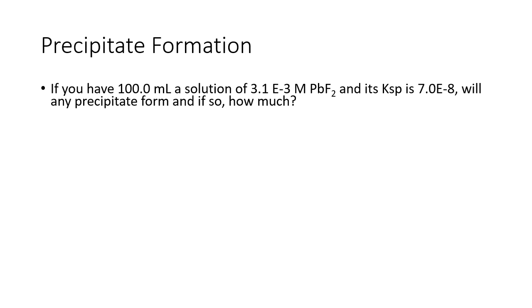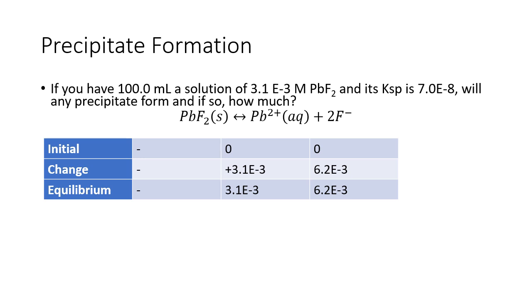Here we're given the concentration in moles for the molecule, so we can use an ice table and our stoichiometry. If you prefer, you can just use stoichiometry to determine the initial lead and fluoride concentrations. So we've got our equilibrium equation for dissociation, and we go ahead and plug these in.